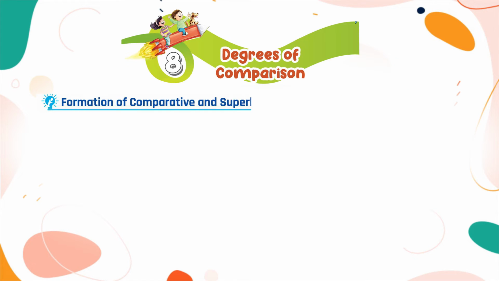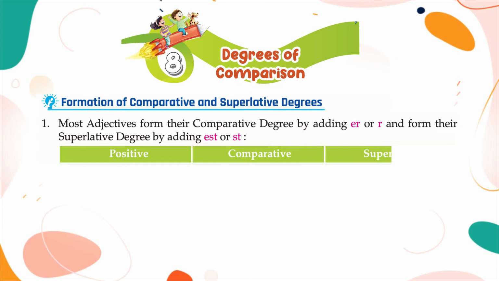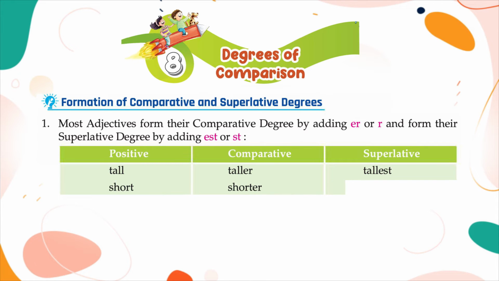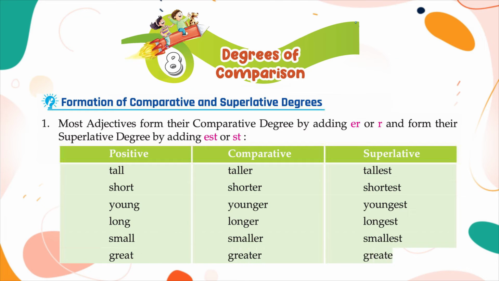Formation of comparative and superlative degrees. Most adjectives form their comparative degree by adding er or r and form their superlative degree by adding est or st. Positive, comparative, superlative. Tall, taller, tallest. Short, shorter, shortest. Young, younger, youngest. Long, longer, longest. Small, smaller, smallest. Great, greater, greatest. Dull, duller, dullest.